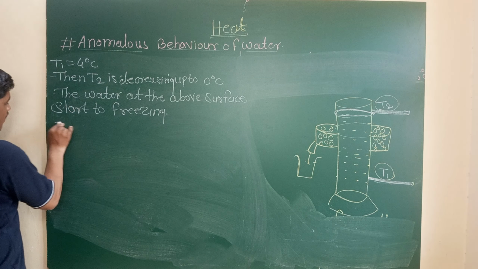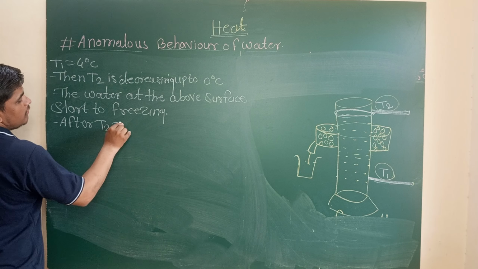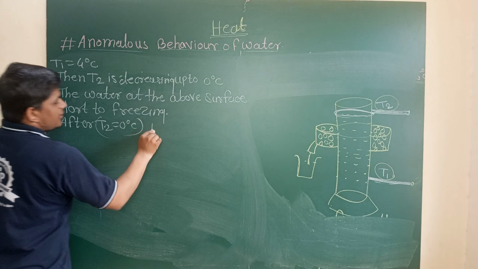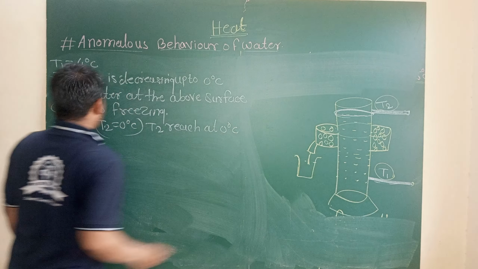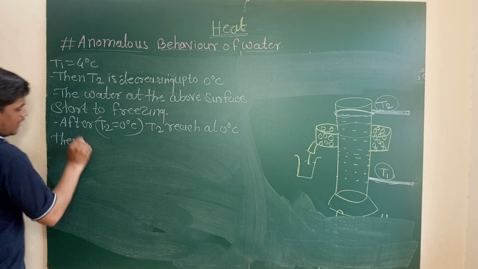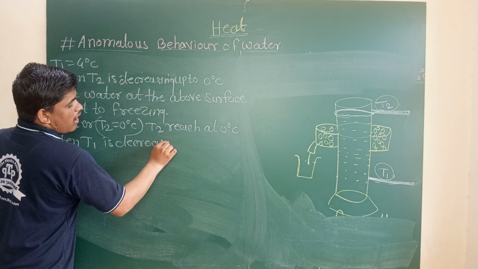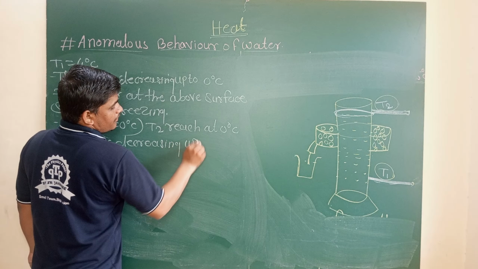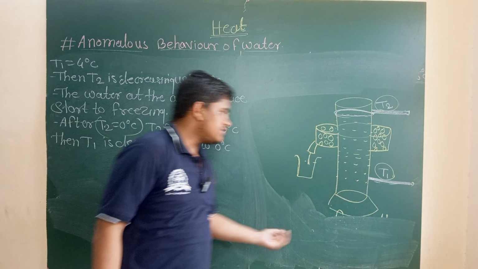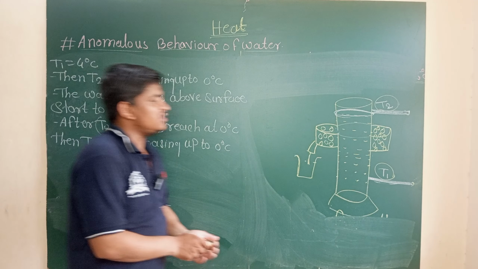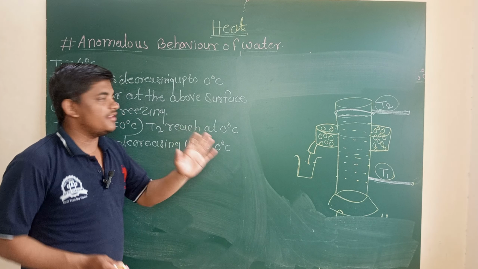Then after T2 equal to 0 degrees Celsius, or T2 reaches 0 degrees Celsius, then T1 is decreasing up to 0 degrees Celsius and so on. Again, it is trying to go less than 0 degrees Celsius and the whole water in that cylinder freezes. This is the function and construction of Hope's apparatus.